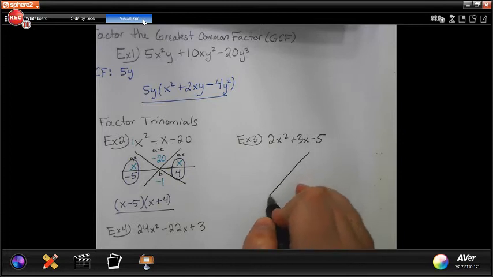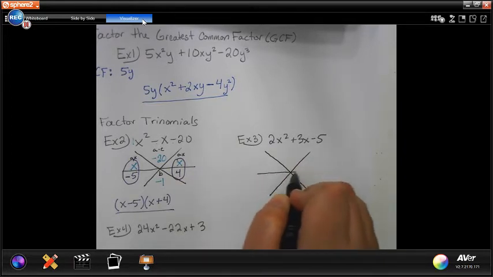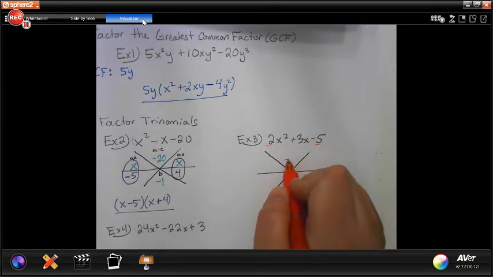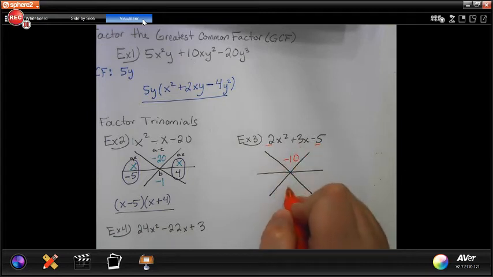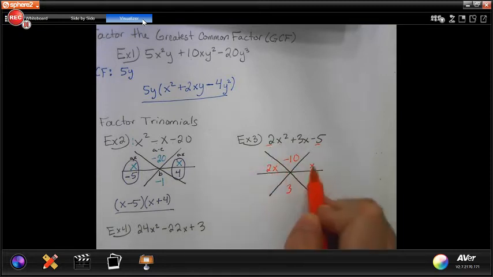Draw my star. Okay, start with a times c. So a times c is 2 times negative 5, which is negative 10. My b is a positive 3. Now we split up our x, but there's an a. Since there's an a, we put it in front of both x's, like so. So we have 2x and 2x, that's our twin spots.